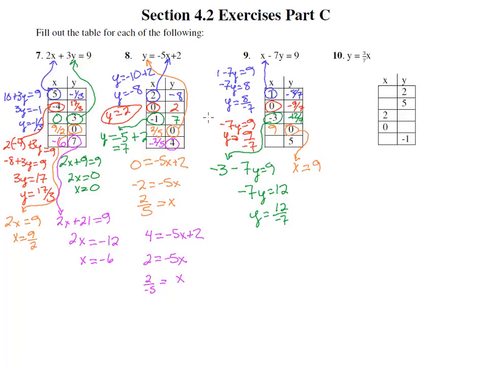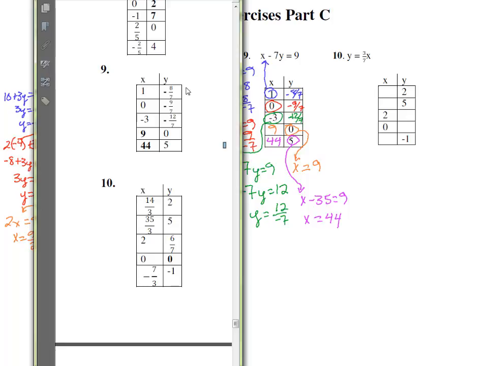And the last one with a 5 in for the y. So let's do that one right here. We've got an x minus 7 times 5. So that's x minus 35 equals 9. Can we get x by itself? Yes. Add 35 and add 35, and that is 44. Wow, that's a big number to partner up with a 5. Let's check our answer. And here are the answers. 1, negative 8/7, 0, negative 9/7, negative 3, negative 12/7, 9, 0, and 44, 5.